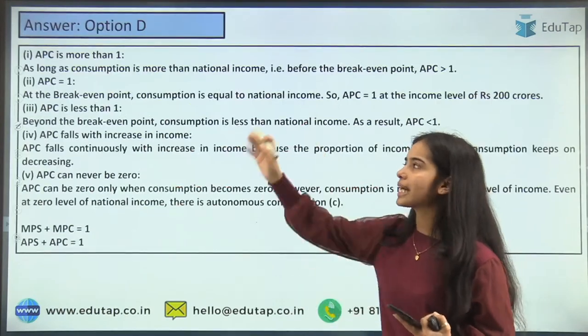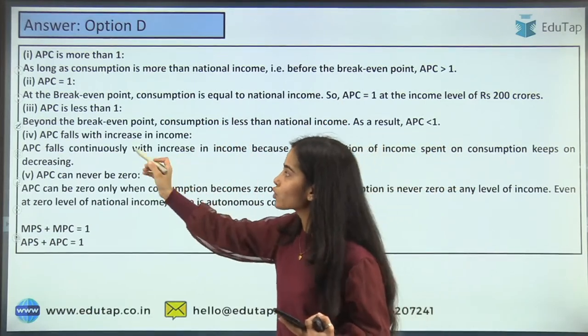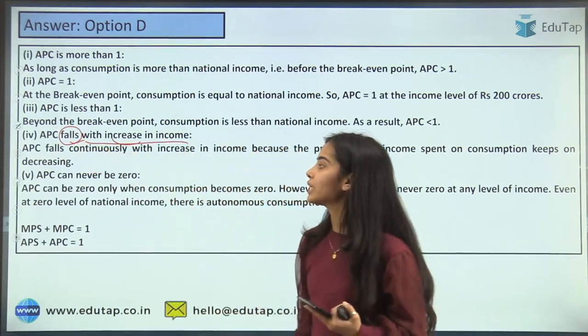You can read all of this: APC is more than 1, it can be equal to 1, it can be less than 1. In the Keynesian case, it continues to fall. APC continues to fall with increase in income.